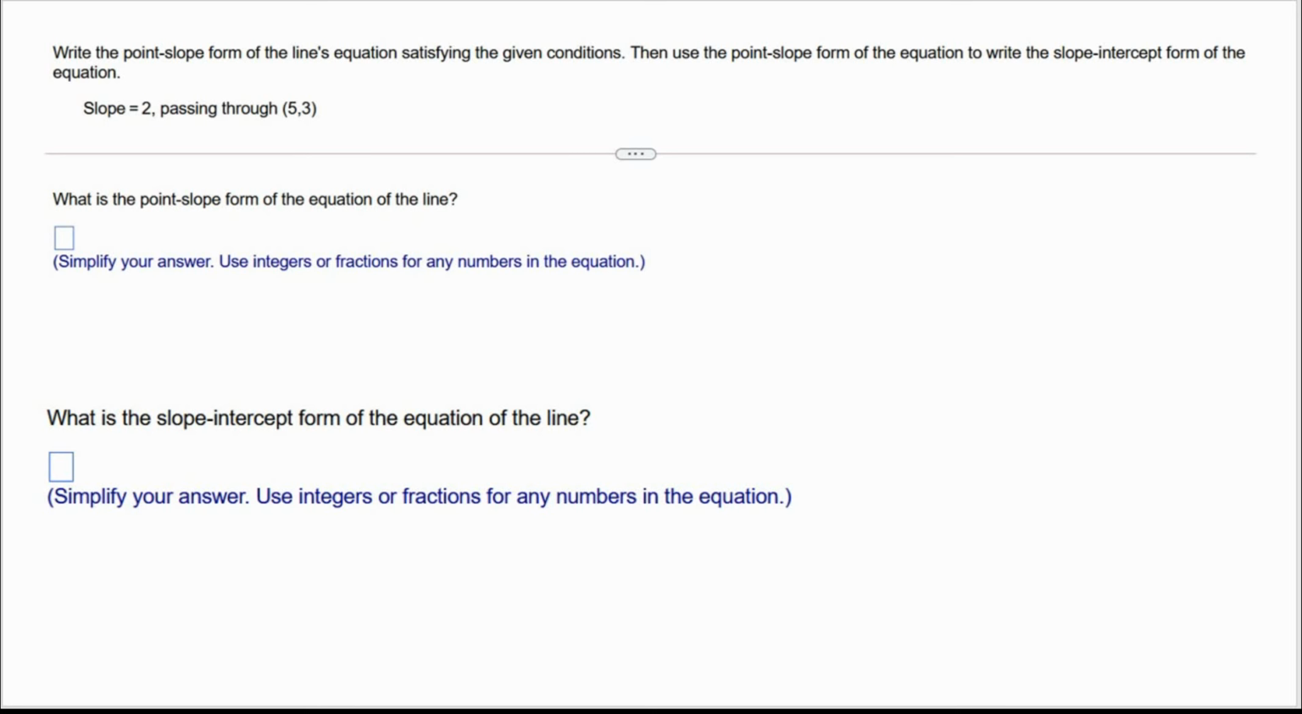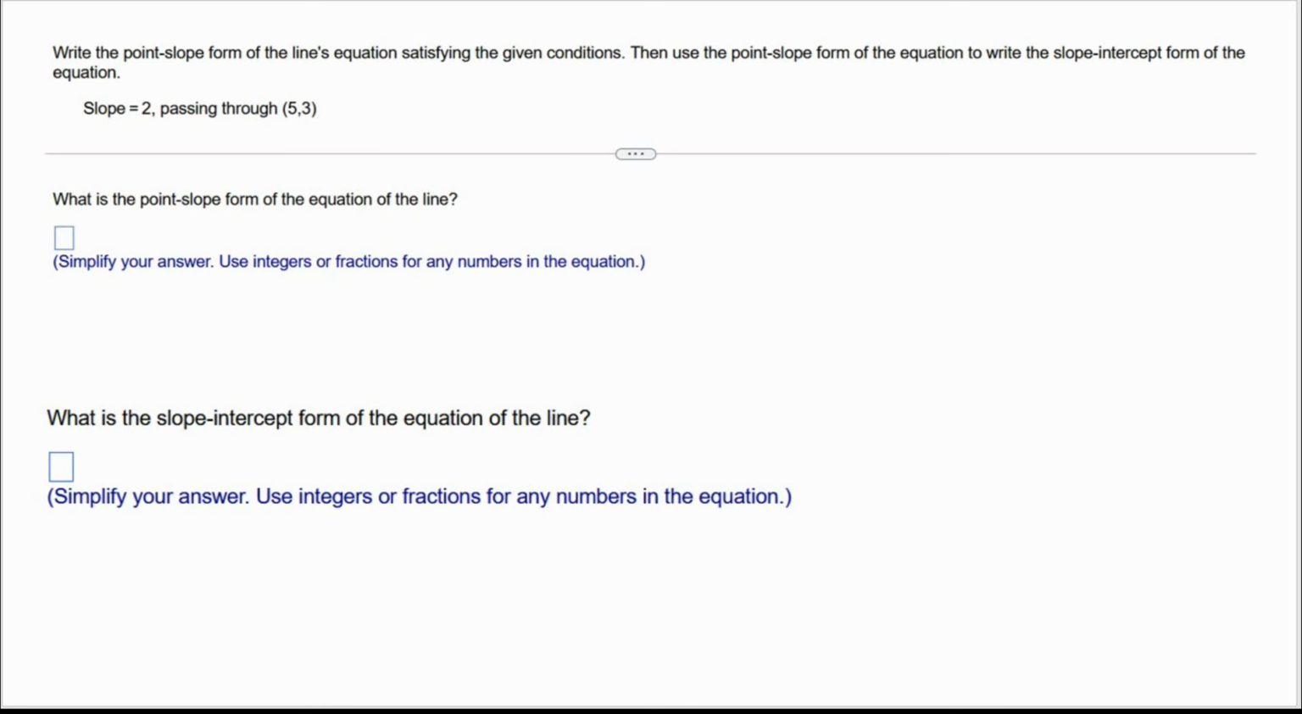Then use the point-slope form of the equation of the line to write the slope-intercept form of the equation. Once we do the first part, in my MyMathLab it's not going to show you this bottom piece. It's only going to show you this. It wants you to get this right first. And once you get this right, then voila, this last part pops up.